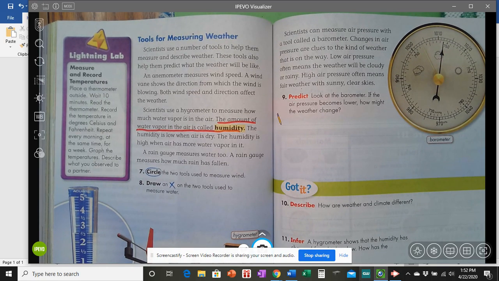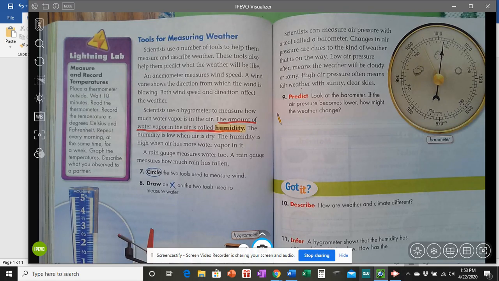Scientists can measure air pressure with a tool called a barometer. Changes in air pressure are clues to the kind of weather that is on the way. Low air pressure often means the weather will be cloudy or rainy. High air pressure often means fair weather with sun, clear sky.